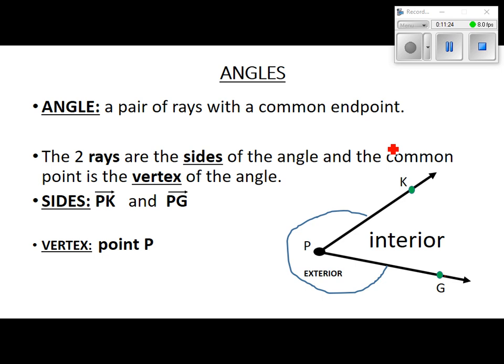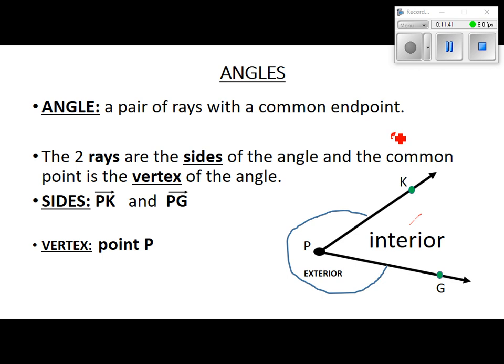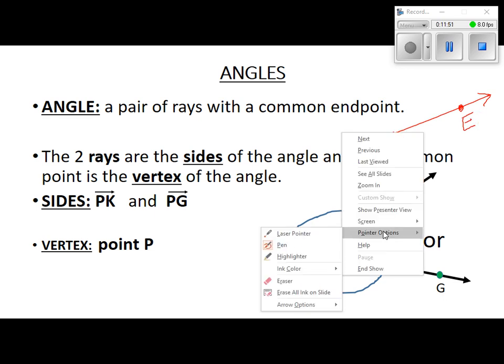We were supposed to talk about an angle on the last one. I got sidetracked. An angle is a pair of rays with a common endpoint. Pair of rays with a common endpoint. This is my ray, J-E.